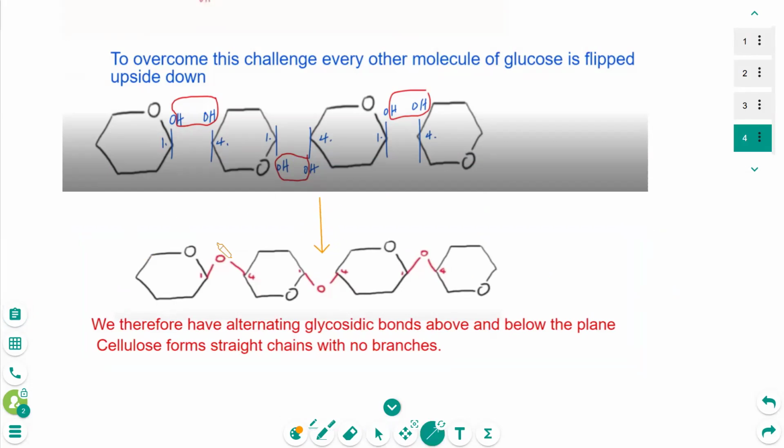So for the ones that were above the plane, of course, the glycosidic bond will be above, and then the second one will be below. So basically, the glycosidic bonds are alternating. Some above, then below, above, then below, right? And this is going to have a great impact on the structure of the cellulose, all right? So let me give you a chance to finish that.